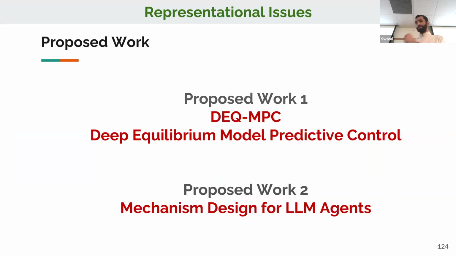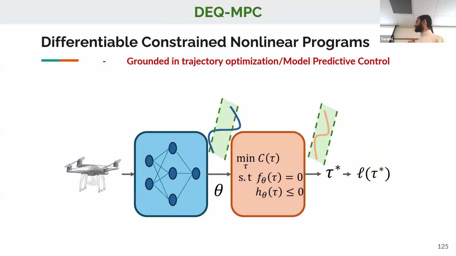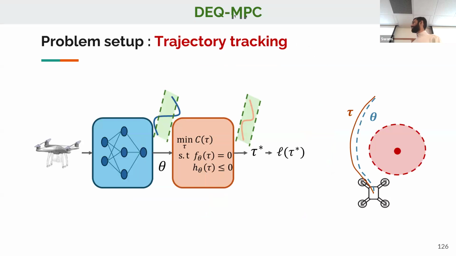And specifically, we'll be looking at it in these 2 scenarios. For the first set of proposed work, we'll be looking at it in the context of differentiable constrained nonlinear programs. For example, if you have a trajectory optimization problem or model predictive control problem, specifically, let's say a trajectory tracking problem as we introduced earlier, you might have a network predicting certain waypoints for your robot to follow, given some observations, and then you might have some MPC tracking controller to track those waypoints while satisfying certain constraints.